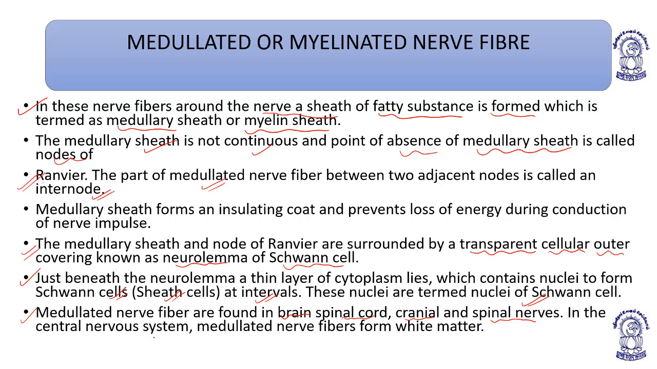In the central nervous system, medullated nerve fibers form white matter. And the gray matter is composed of cytons. Understood?